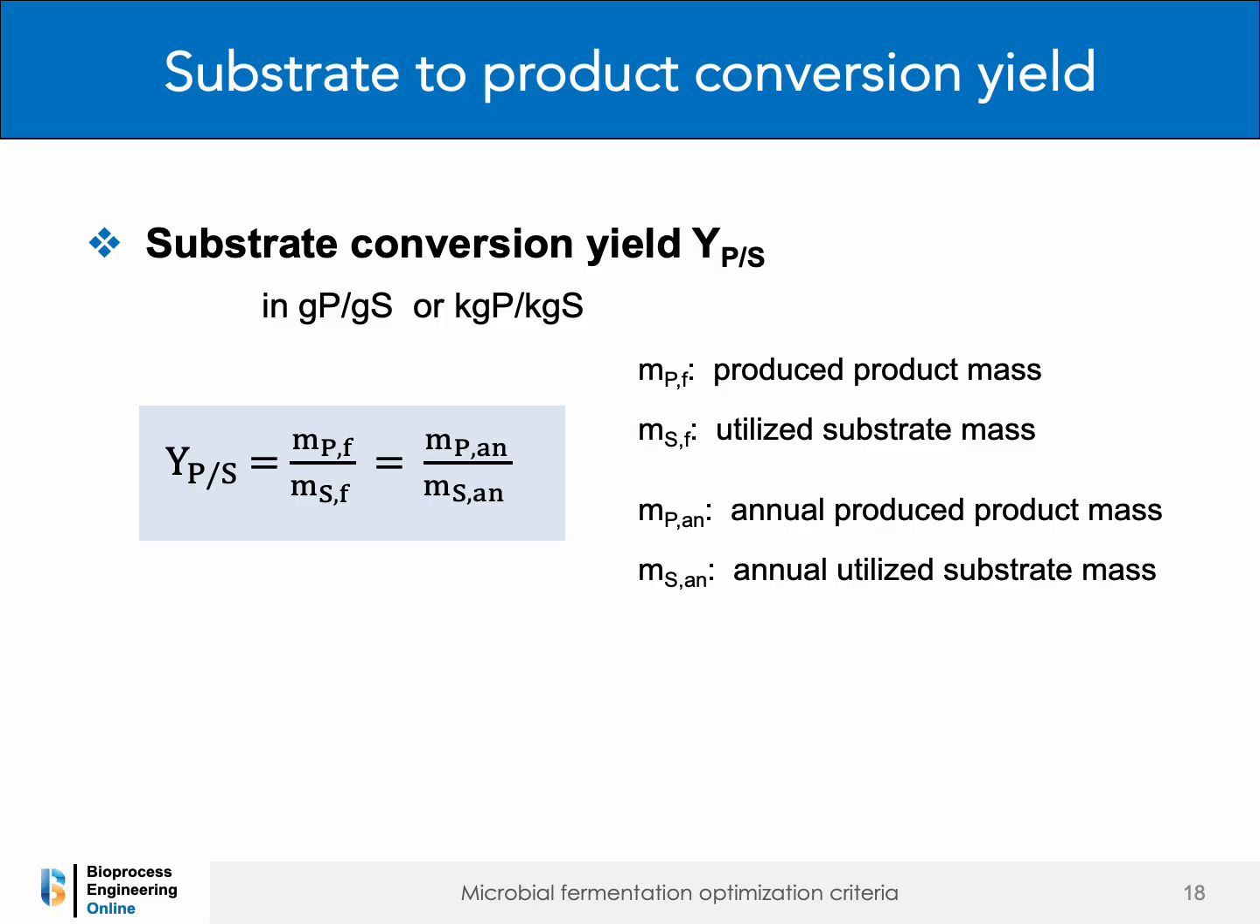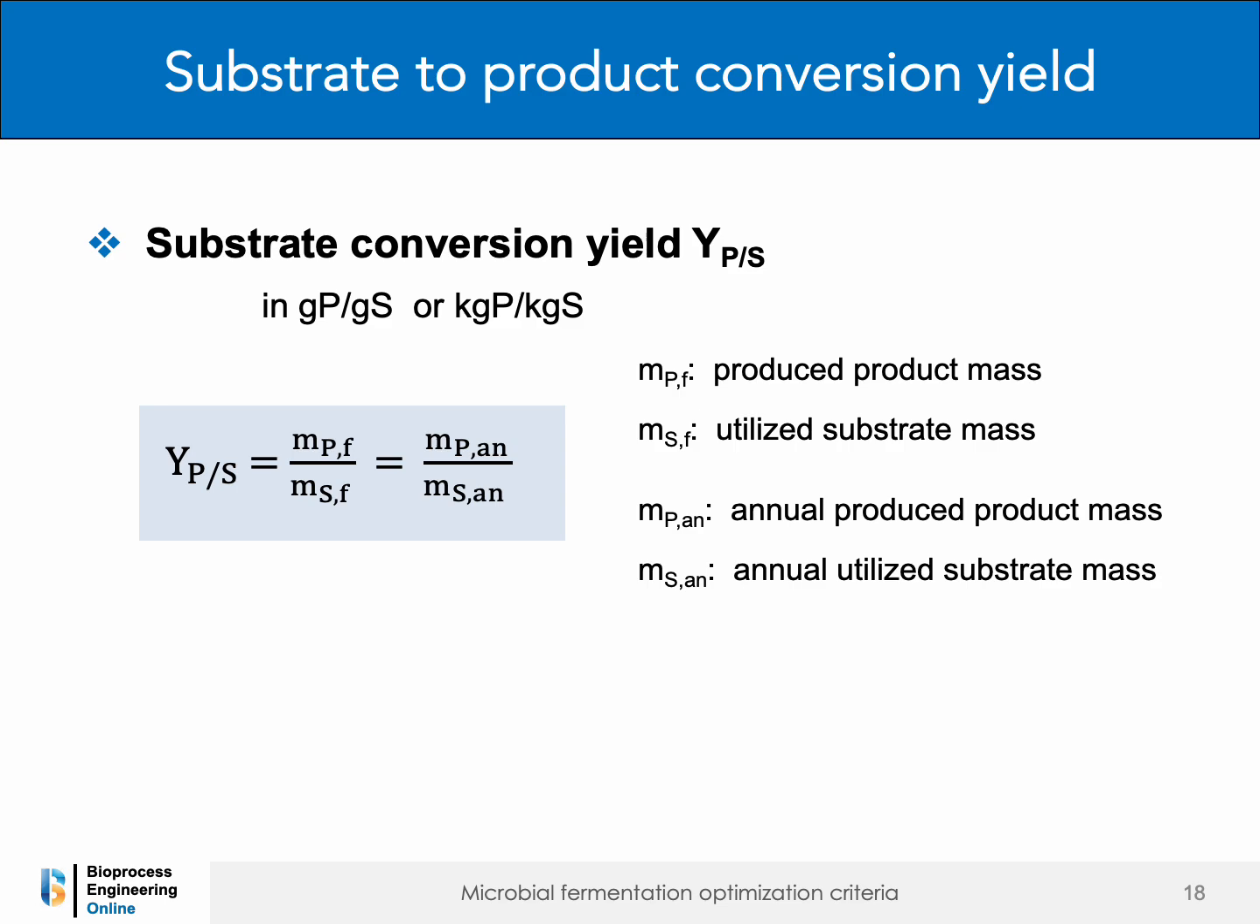The second key technical criterion is the substrate to product conversion yield, denoted as YP over S, in gram product produced per gram substrate utilized. Since the carbon source, often a sugar, is typically the largest contributor to material costs, this criterion is usually expressed as the sugar to product yield, measured in grams of product per gram of sugar supplied to the fermenter. This yield is calculated by dividing the mass of product obtained at the end of fermentation by the mass of carbon substrate added during the fermentation. YP over S equals MPF over MSF.